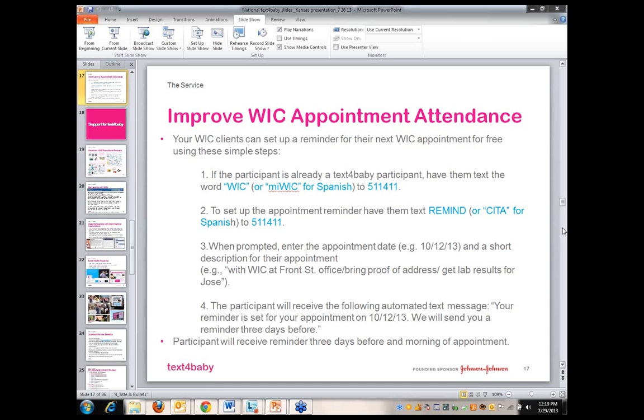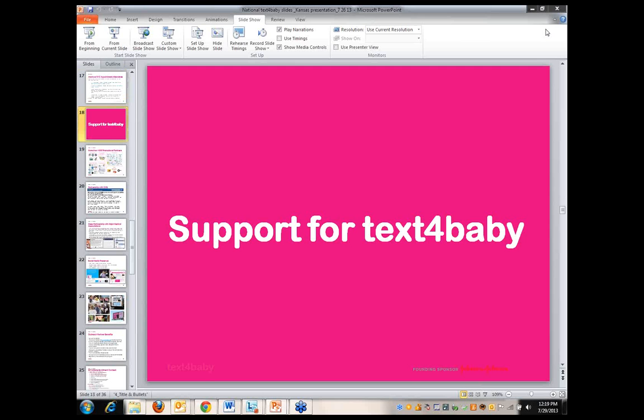morning of the appointment. So again, we're getting a lot of great anecdotal feedback around the appointment reminders, and we're really looking forward to understanding if these were effective and what our partners and users have been saying about them. But we've been happy to include this in our service.